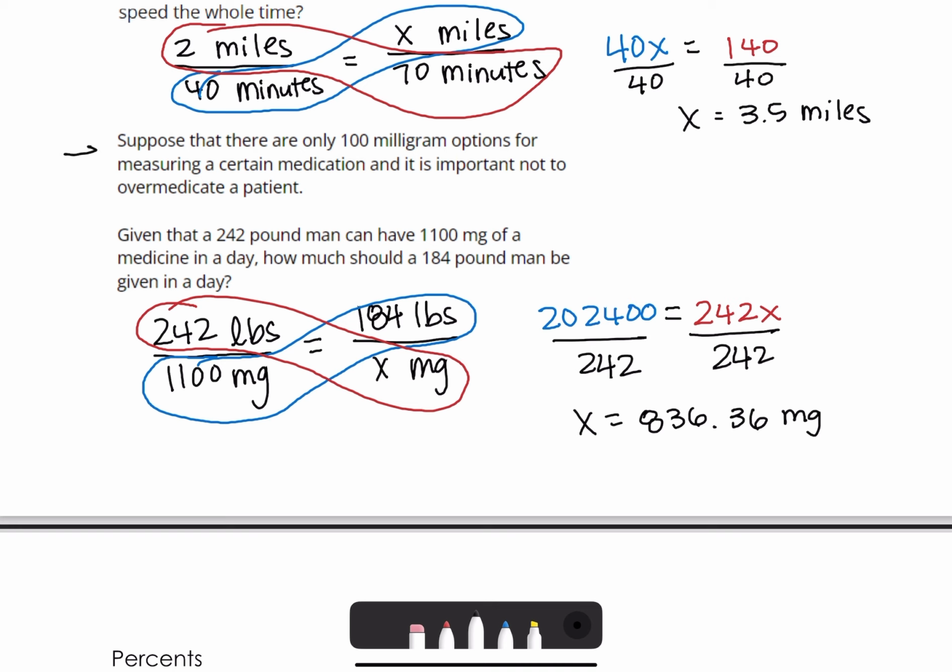So the note up here tells us that there are only 100 milligram options. So we need to round to the nearest 100. With medicine, it says it's important not to over-medicate a patient. So we could do 800 or we could do 900. 900 would be too much medicine for a person who weighs that much. So you would do 800 milligrams of the medication.